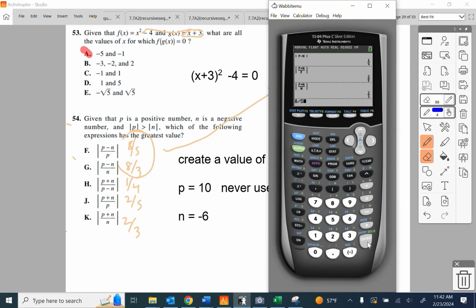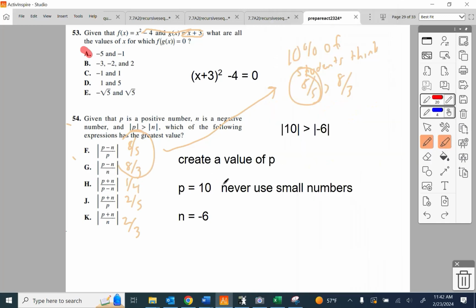Forgive me if I'm misspeaking. 8/5 as a decimal is 1.6. 8/3 as a decimal, 2.667. So we should have been picking choice G. I went the long run on that. I pushed nothing but buttons.